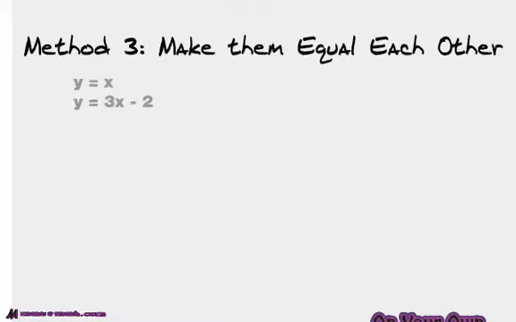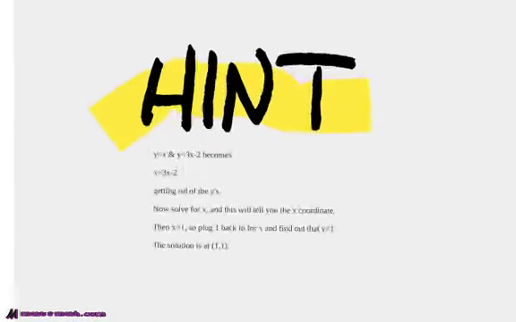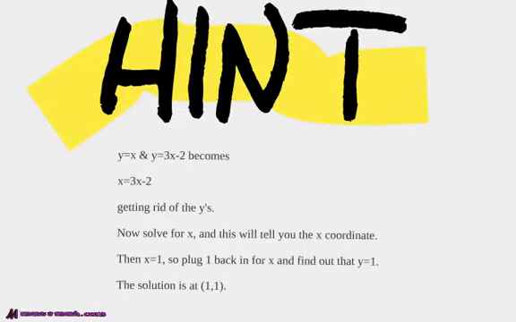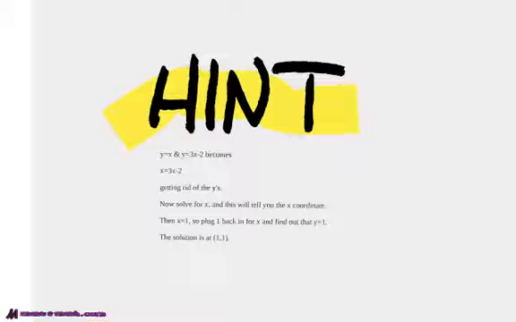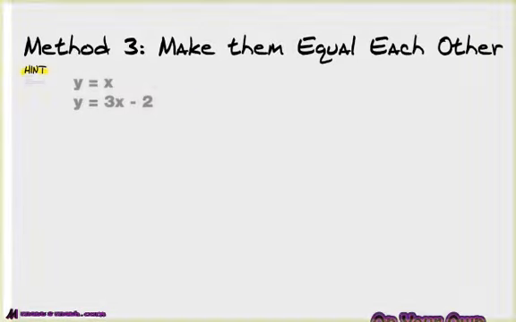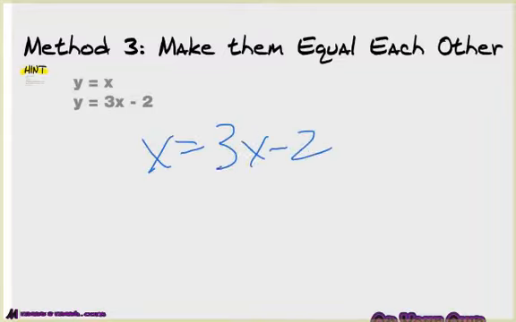So if we have something like this, our first line is y equals x, second line is y equals 3x minus 2. All you got to do is make them equal to each other. So you get x equals 3x minus 2. So let's do that real quick here, okay? All right, so let's do this together. We have y equals x and y equals 3x minus 2. So if we just say x equals 3x minus 2, notice what I did first?